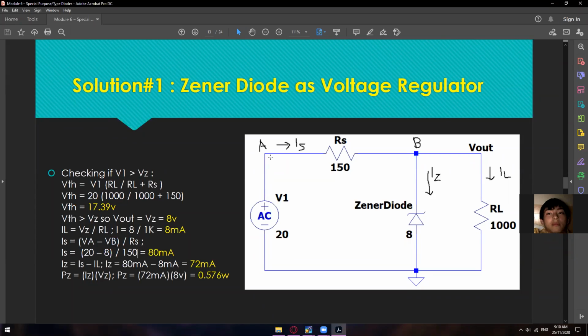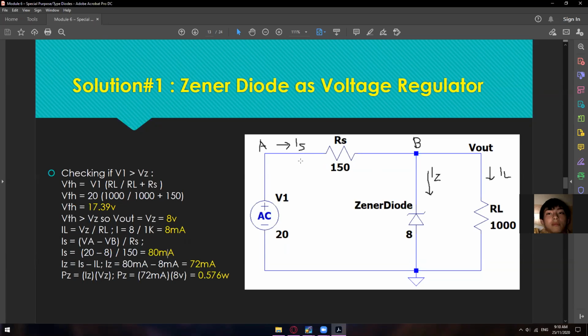So why VA? Because at this point, what is our voltage? Our voltage from here is the VS. And then VB is the voltage of the Zener diode, which of course will pass to this diode. So VA is 20 and VB is 8. So 20 minus 8 divided by, what is our RS? 150. So just do the math, then you will get 80 milliamps. So the current that is passing this one is 80 milliamps.